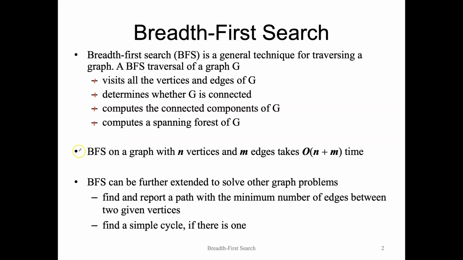That is, big O of n plus m time, where n is the number of vertices and m is the number of edges that we have. And we'll be able to extend this a little bit in order to solve a lot of other common graph problems, like finding a path between vertices and finding a simple cycle, just like we were able to do with depth first search.